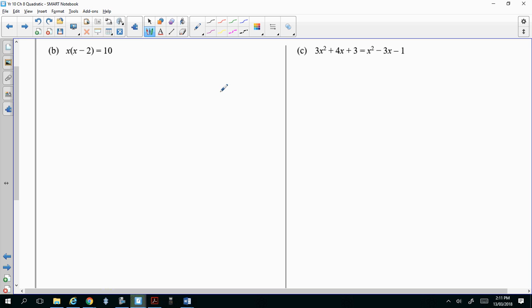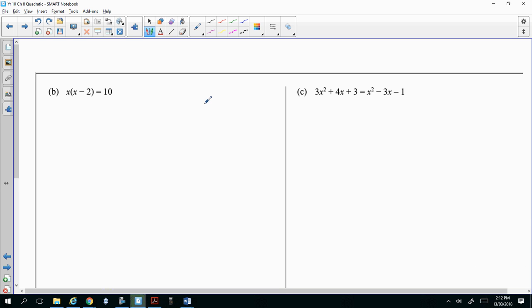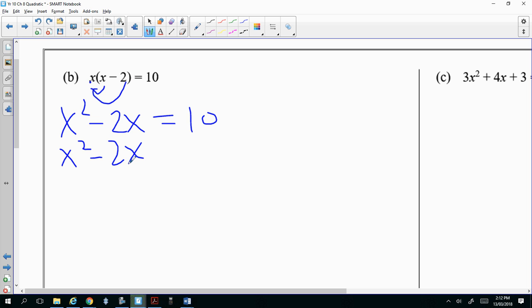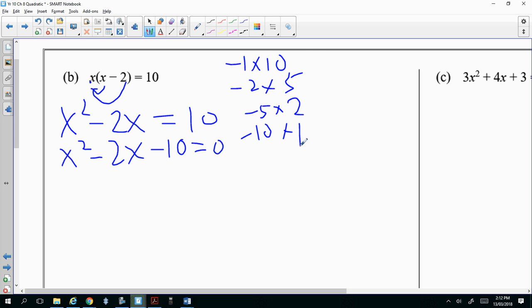To solve the next one, you need to expand that. x squared minus 2x equals 10, so x squared minus 2x minus 10 equals 0. So you get a quadratic and you try to factorize. Will it work? You try negative 1 times 10, negative 2 times 5, negative 5 times 2, negative 10 times 1. There are only 4 possibilities, but which of these work? None of them. So we can't factorize. What method do we have?